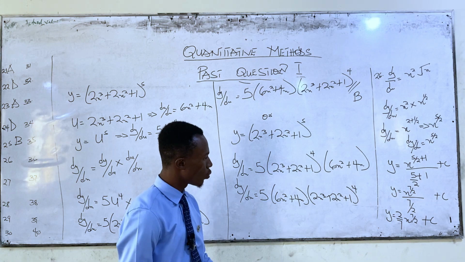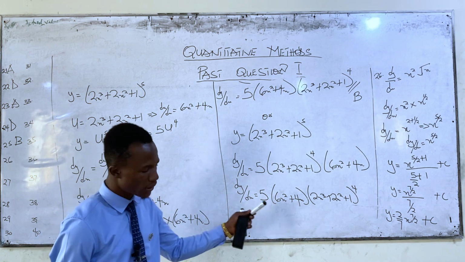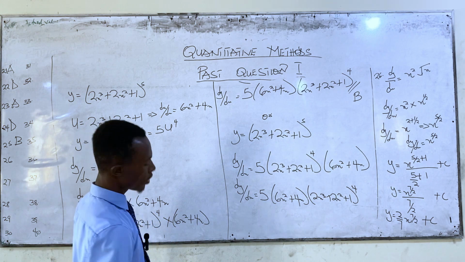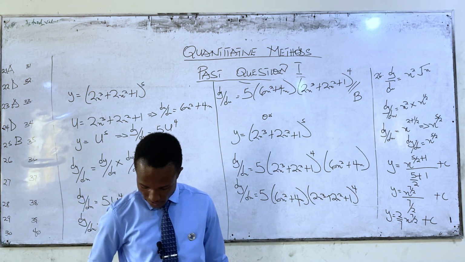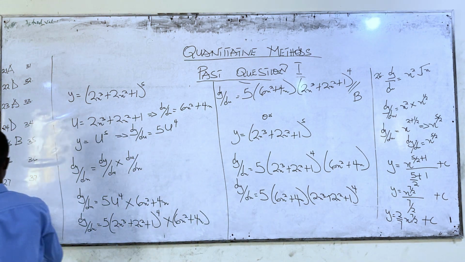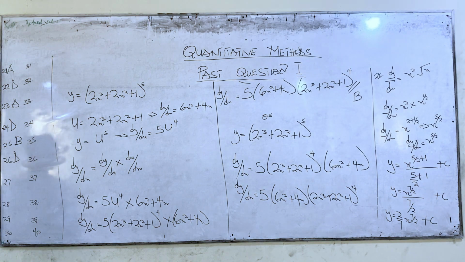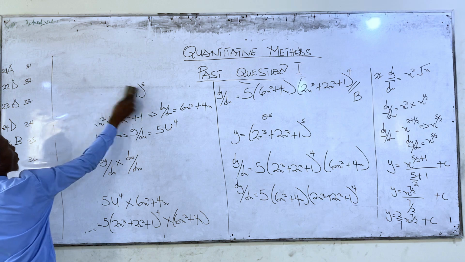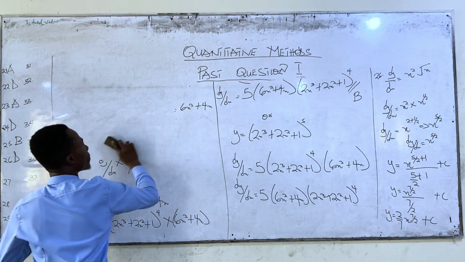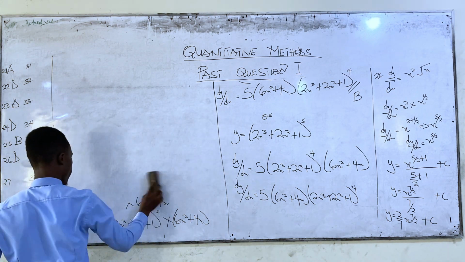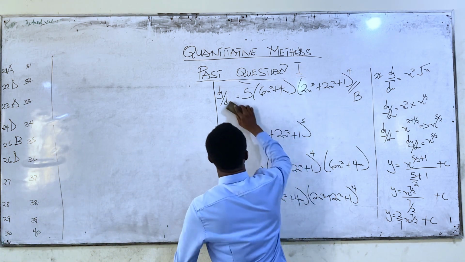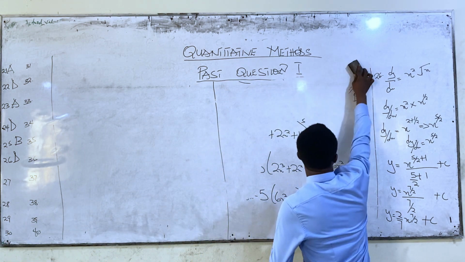Okay, so we move on to, what is it? It is D, right? Question 26. 26 is D. Yes. Now let's move on to question number 27.